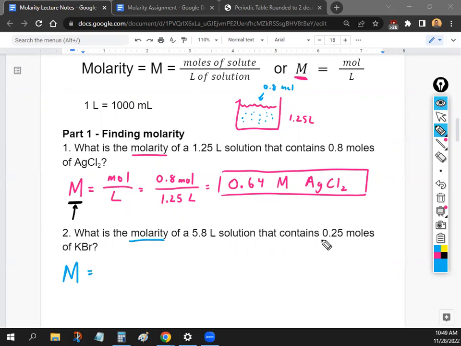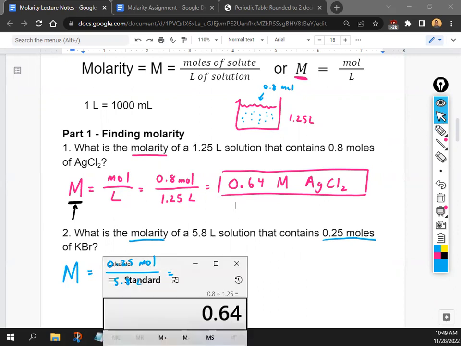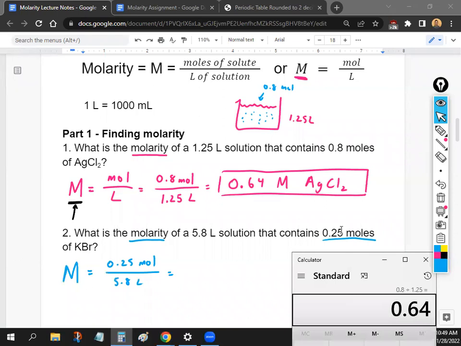So if we look at the problem, it says that we have 0.25 moles. So we can just put 0.25 moles on the top. Okay, and then we got 5.8 liters, so we can put 5.8 liters on the bottom. And then from there, super simple. We just do top divided by bottom, and we should get our final answer. Okay, so 0.25 divided by 5.8, and you should get 0.04.